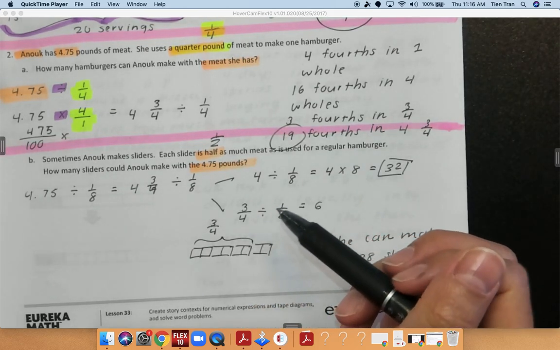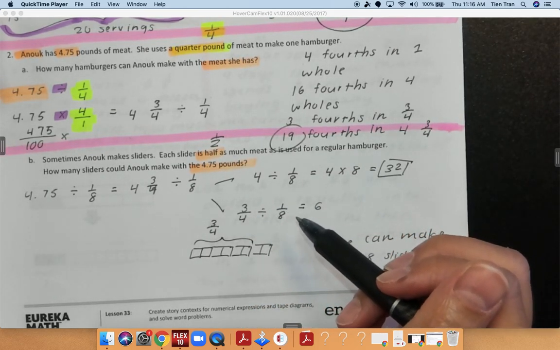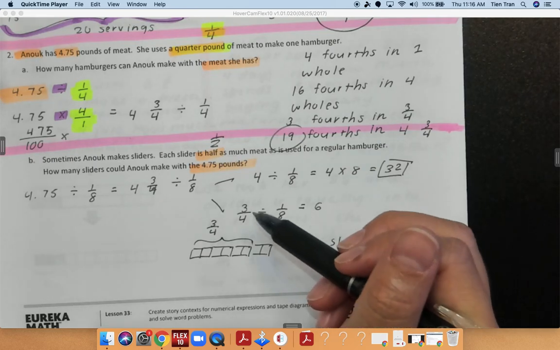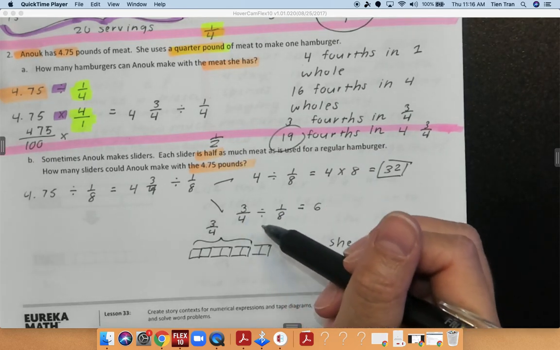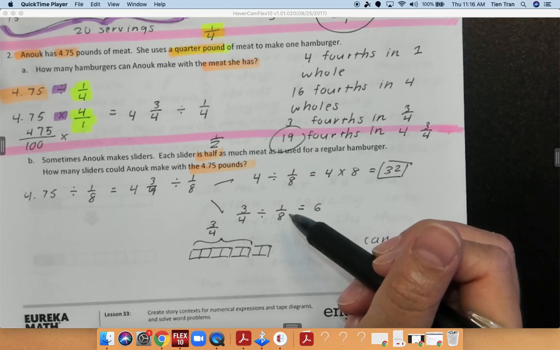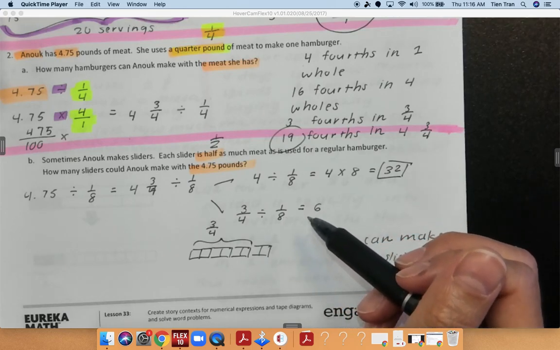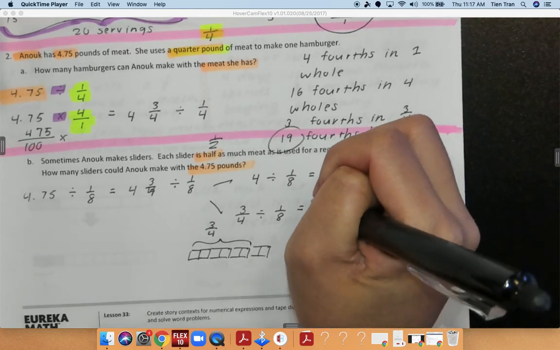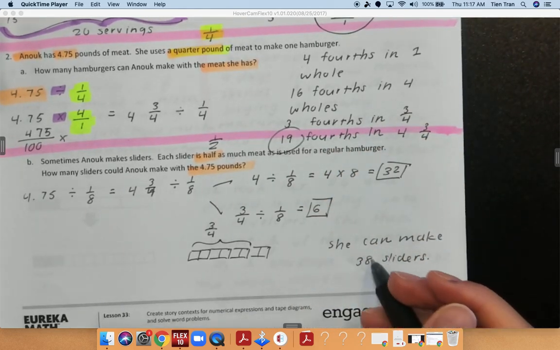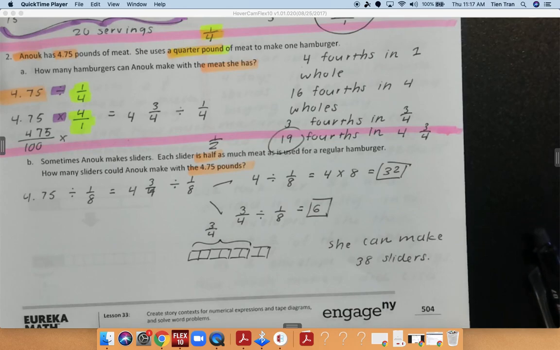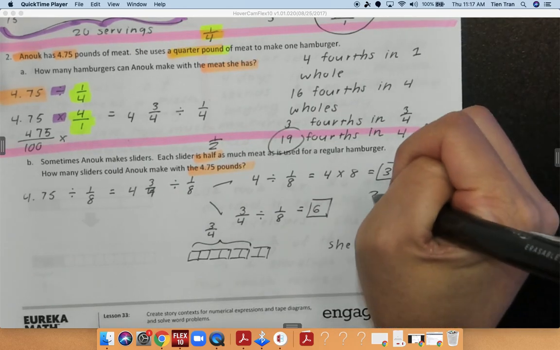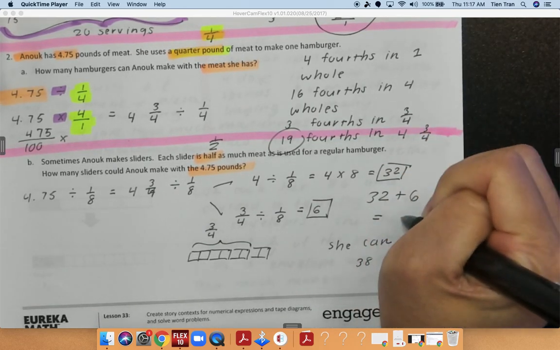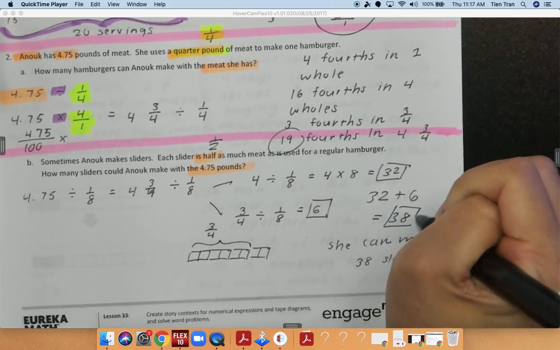Because we also change the division sign to a multiplication sign, which is going to give us 3 times 8, which is equal to 24, and 4 times 1, which is equal to 4, and 24 divided by 4 is equal to 6. So she can make 38 sliders in all. How do we know that? We added 32 plus 6, which is equal to 38.